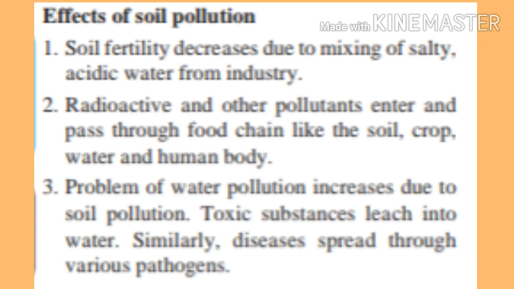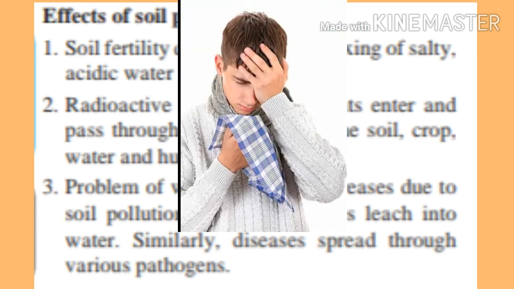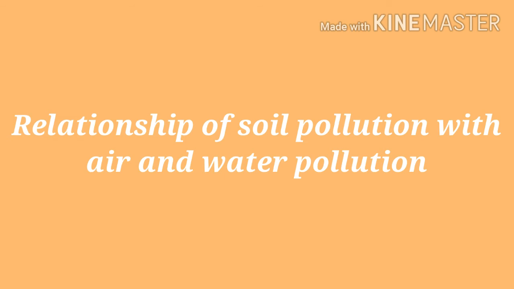Second point, radioactive and other pollutants enter and pass through the food chain, like the soil, crop, water and human body. Third point, the problem of water pollution increases due to soil pollution. Toxic substances leach, which means they mix into water. Similarly, diseases spread through various pathogens. Pathogens means harmful microbes.